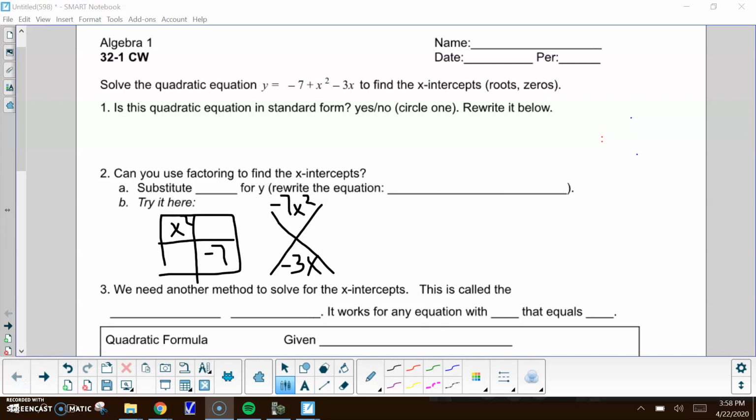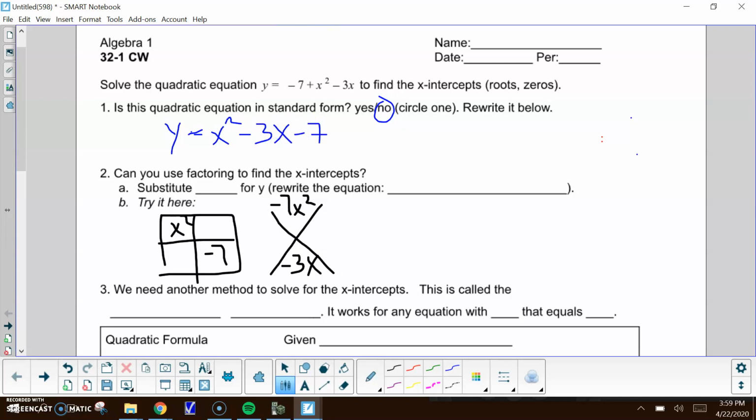It says solve the quadratic equation y equals -7 plus x squared minus 3x to solve for the x-intercepts, which are also called the roots and/or the zeros. So the first problem is this quadratic equation in standard form, which means descending order, so it is not. So we're going to rewrite it in standard form. So y equals x squared minus 3x minus 7.